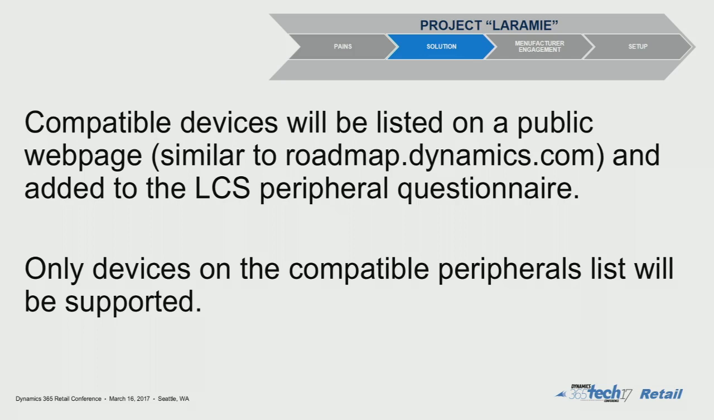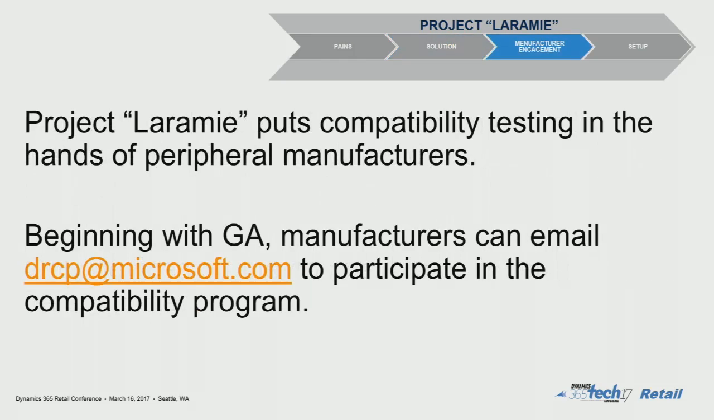And then there's this part: only devices on the compatible peripherals list will be supported. I wondered how that would land, but anecdotally, I've heard that people are into that because it gives us a certain degree of confidence that things will work. And if they're not on the list, we'll have a tough time supporting them, because we've put so much effort into making sure that we've given people good information about what's been tested already. So as I mentioned, this puts the compatibility testing in the hands of peripheral manufacturers.